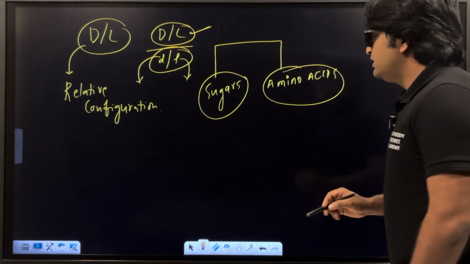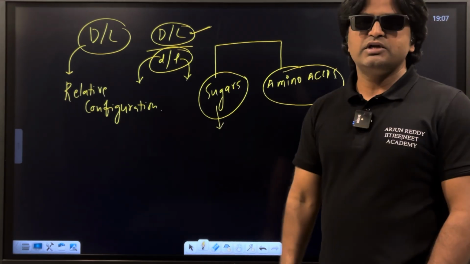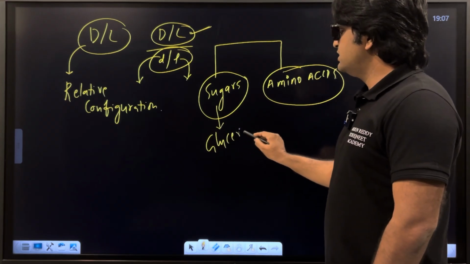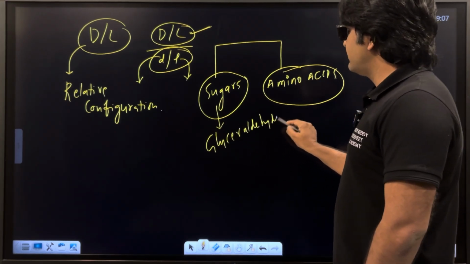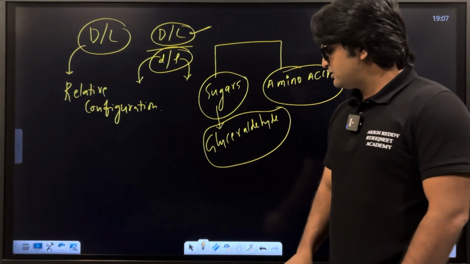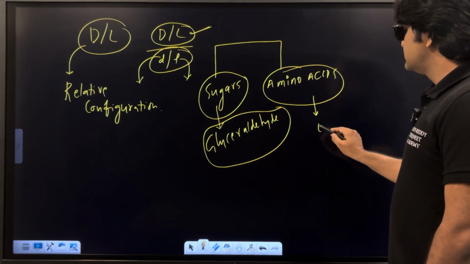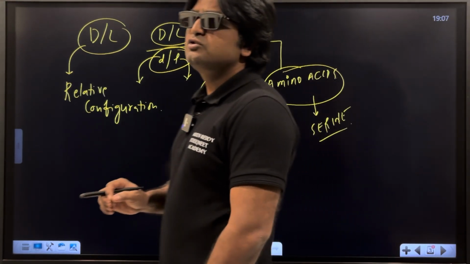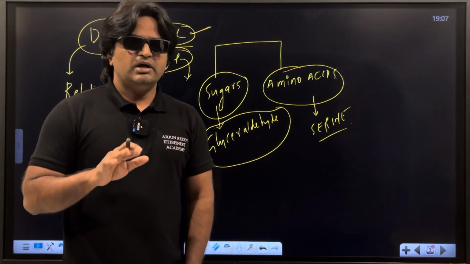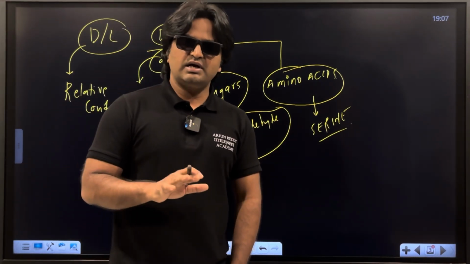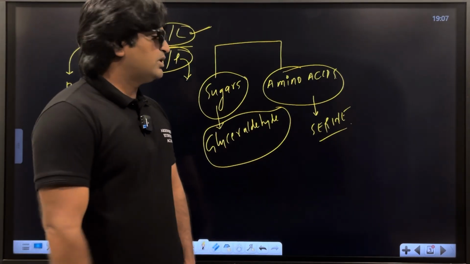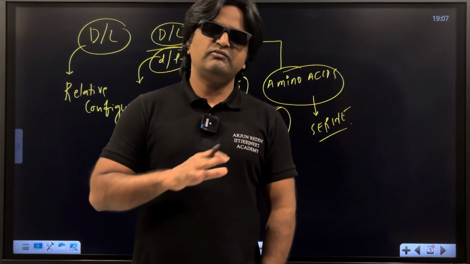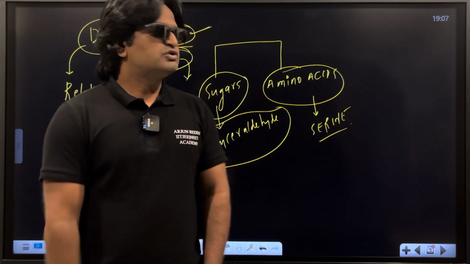In the case of sugars, to give DL configuration, remember one reference molecule: glyceraldehyde. This is our reference molecule to provide DL configuration. In the case of amino acids, serine is the reference molecule. These two points are important for theoretical questions. For sugars, the reference molecule is D-glyceraldehyde; for amino acids, it is serine. With the help of these two, we give DL configuration in sugars and amino acids.